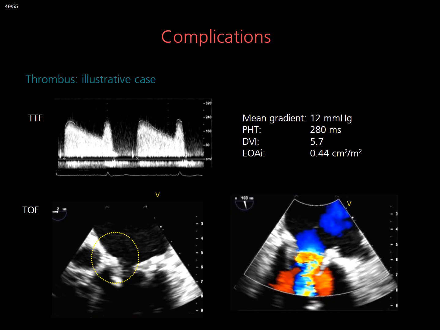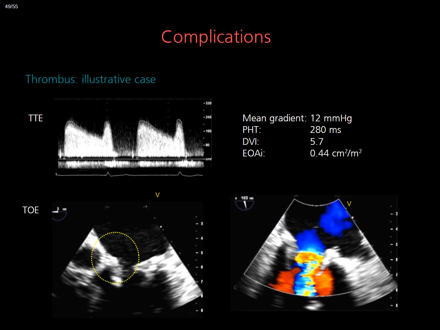This case shows a patient with a porcine mitral bioprosthesis presenting with heart failure symptoms, including exertional dyspnoea and lightheadedness. On CW Doppler, the mean gradient is 12 millimeters of mercury at a heart rate of 51, with a prolonged pressure half-time of 280 milliseconds. The DVI is 5.7 and the indexed EOA is 0.44, which together are strongly suggestive of severe prosthetic obstruction.